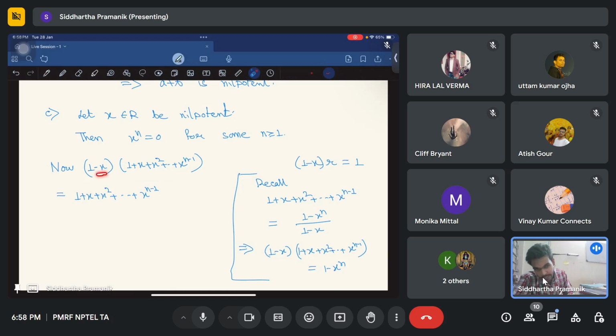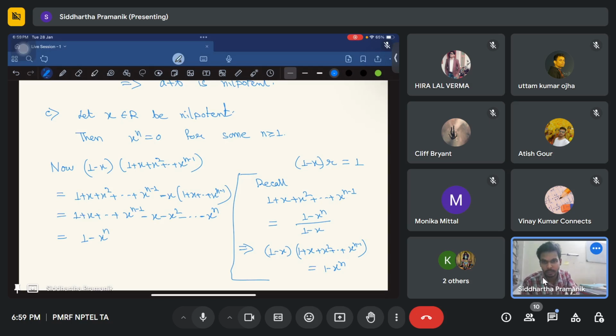Now multiply minus x with every other term. So minus x times 1 plus x power n minus 1. Now expand this again. So this is 1 plus x power n minus 1 minus x square minus up to x power n. Right. Now you can cancel this x with minus x, and x square with minus x square. So you can cancel up to x power n minus 1. So this will give you 1 minus x power n.